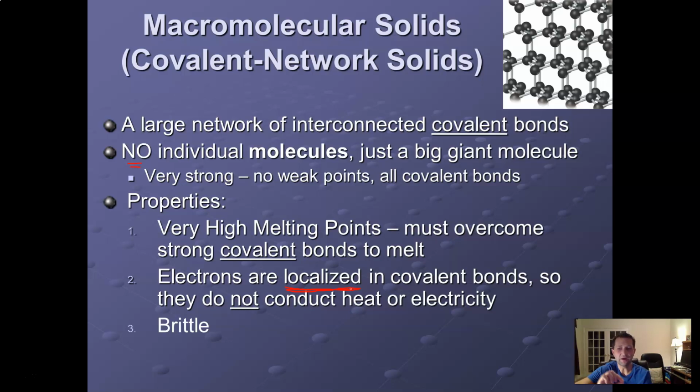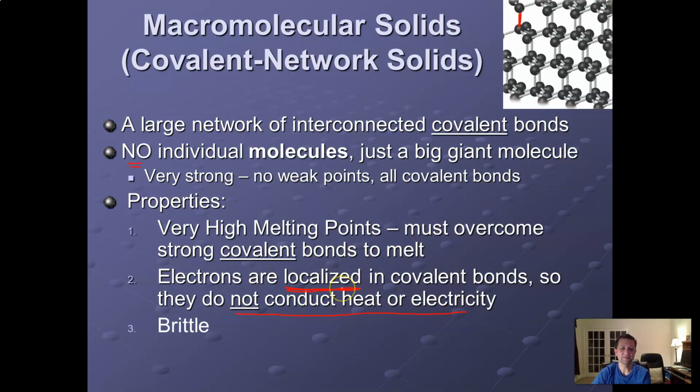So if you have a single bond, you're going to have electrons that are between those two atoms. If you just pick one of the bonds up here, like this bond right here where the mouse is, those two electrons are localized in this region, okay? It's not like they're delocalized and can bounce to other atoms. It's not like that in covalent network solids, which leads to this property here of them not conducting heat or electricity very well, okay?